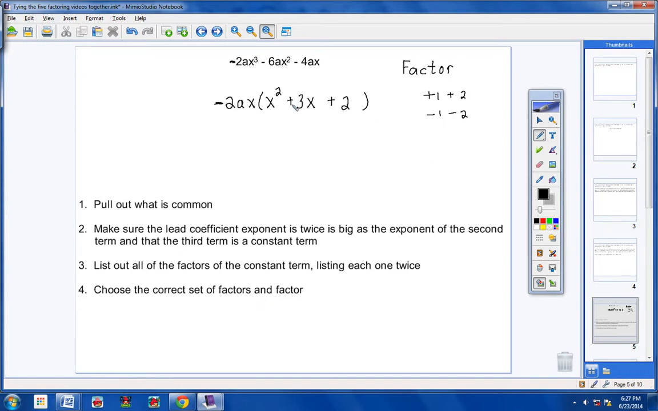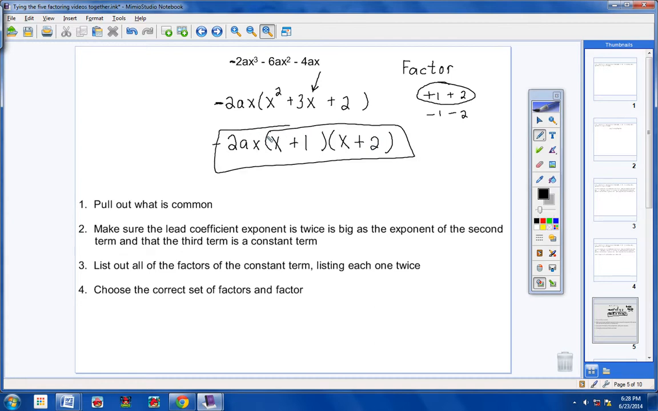Well, I look at my middle term, it's a positive 3. Only one of these groups adds up to a positive 3, and it's this group here. So my factorization would be negative 2ax, and then go ahead and put your 2 parentheses, and notice your middle term here is an x term, so I'm going to put x plus 1, and then I'm going to put x plus 2. There we go.